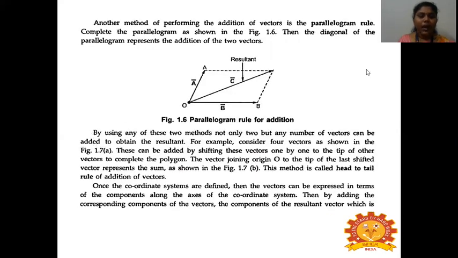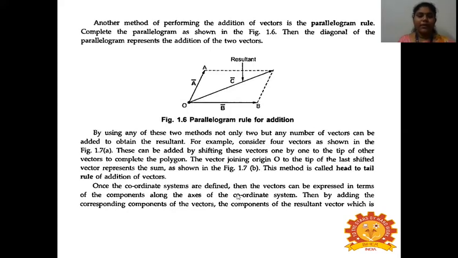Next, another method of performing the addition of vectors is called the parallelogram rule. First we have two vectors. Consider the two vectors, that is vector A and vector B. We have to complete it as a parallelogram. Then we have to join it diagonally. This diagonal gives the resultant vector C. So by using these two methods, we can add not only two vectors, but n number of vectors also.